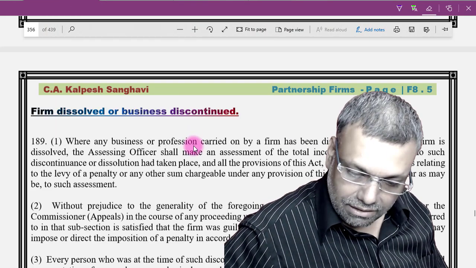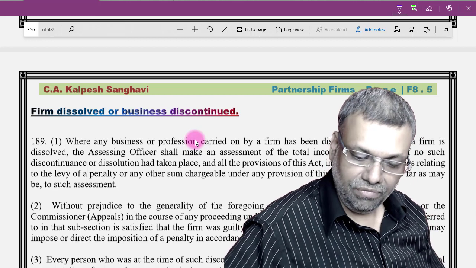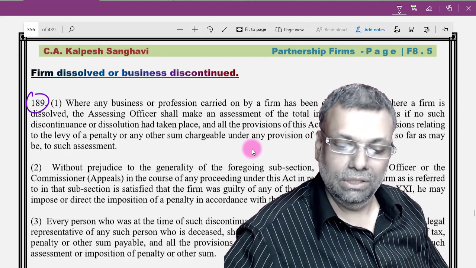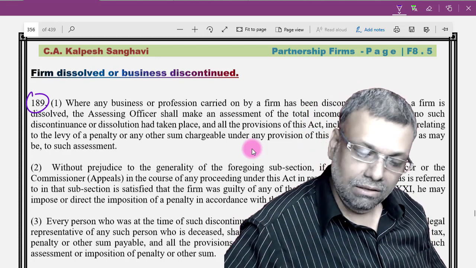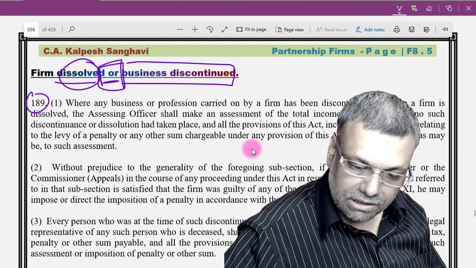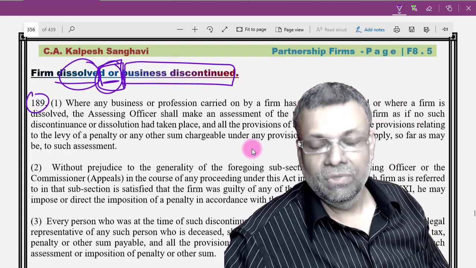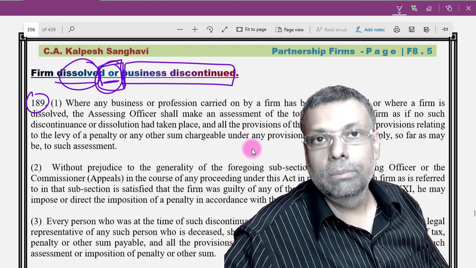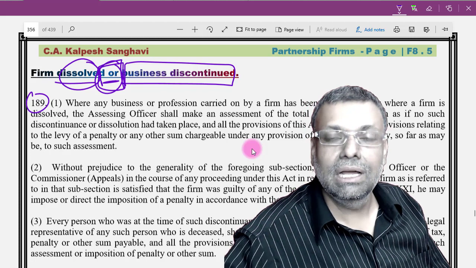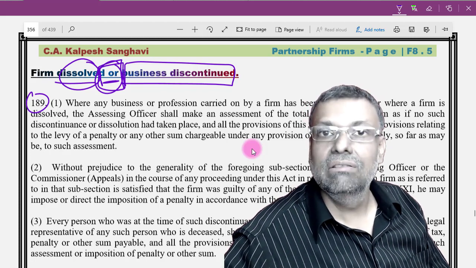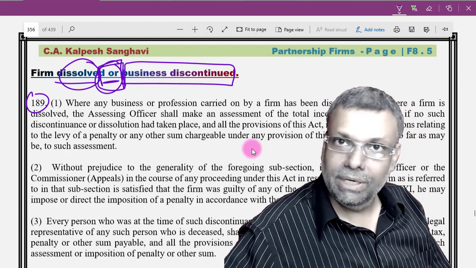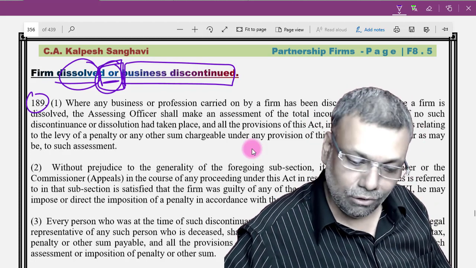Before that, come to section 189. Section 189 is one of the beautiful theory points where the firm is dissolved, or, don't forget, the business is discontinued. This 'or' is very important. So the firm is dissolved or the business is discontinued. In this situation, how the tax treatment should be given and how the assessment should be done is given under section 189. And the heart of 189 is sub-clause 1. Pay maximum attention and understand the conclusion. It is based on the case laws only.